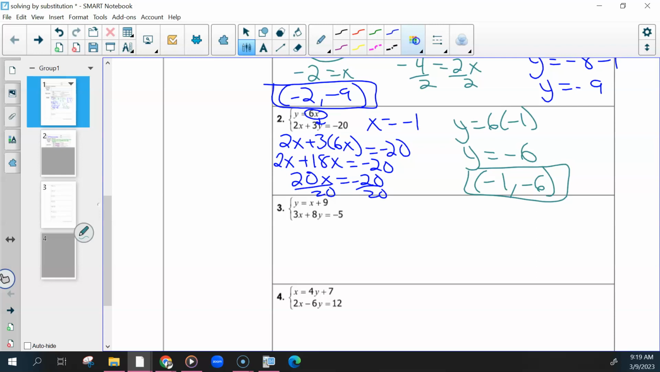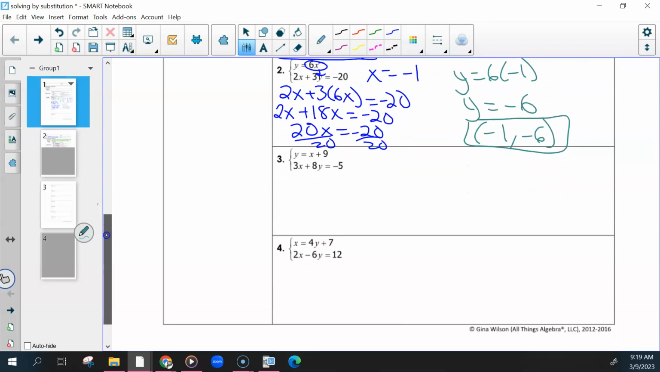Questions so far? Three is the same, the equation's just a little longer. So we have an equation that solves for y. Where would I put this? Where y is in the second one. Rewrite that one. So 3x plus 8 times, in parentheses, x plus 9 equals -5. Then keep solving.